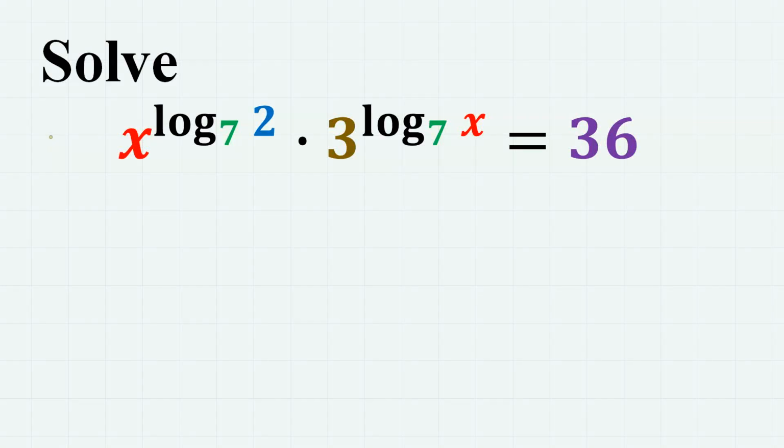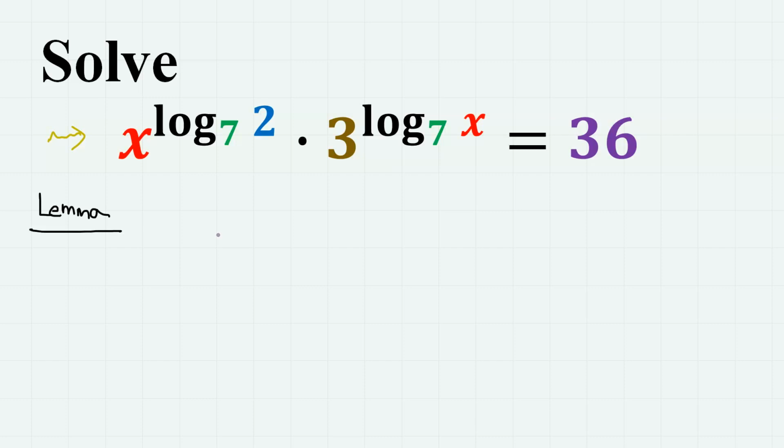Today we are going to solve the following equation: x to the power of log base 7 of 2 times 3 to the power of log base 7 of x equals 36. I encourage you to try to solve this problem by yourself, but if you just want to see how I do it, here we go.